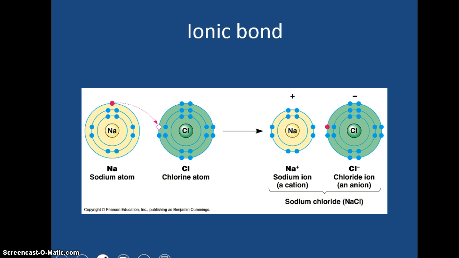And then the sodium becomes positive. The chlorine becomes negative because opposites attract. They bond together. The reason why sodium becomes positive is because it lost an electron. And remember, electrons are negative. So it now has more protons than electrons. Chlorine becomes negative because it gained an electron, so now it has more electrons than protons.